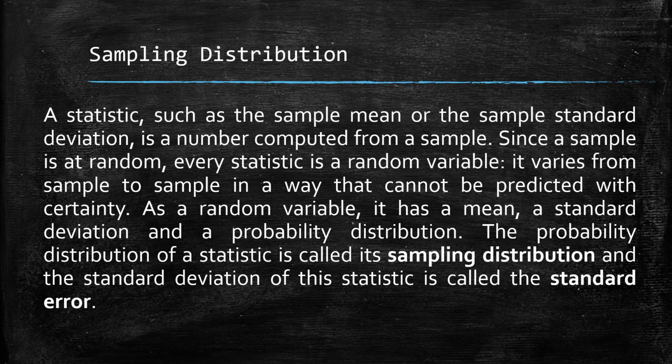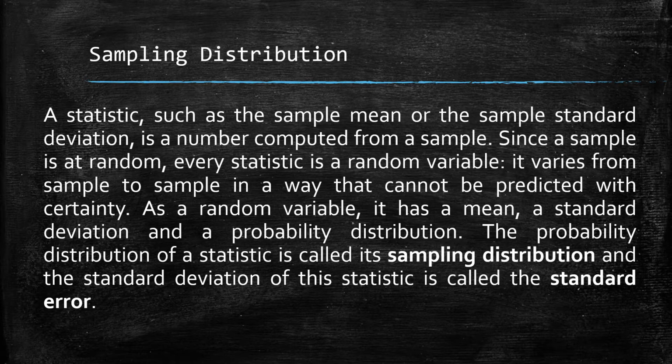Let us first define sampling distribution. A statistic, such as the sample mean or the sample standard deviation, is a number computed from a sample. Since a sample is at random, every statistic is a random variable. It varies from sample to sample in a way that cannot be predicted with certainty. As a random variable, it has a mean, a standard deviation, and a probability distribution.